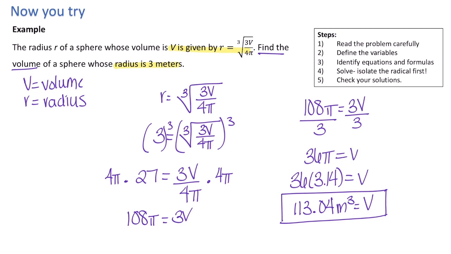Now we need to solve this equation for V, but once again, we have a radical equation. So we're going to undo that cube root by cubing both sides of the equation. When we do that, we get 27 equals 3V over 4 pi. Then we multiply both sides of the equation by 4 pi, which gives us 108 pi equals 3V. And then finally, we divide both sides by 3 to find the value of V. So we have 36 pi equals V. If we use 3.14 instead of pi, we get 36 times 3.14, which is 113.04 meters cubed for our volume.